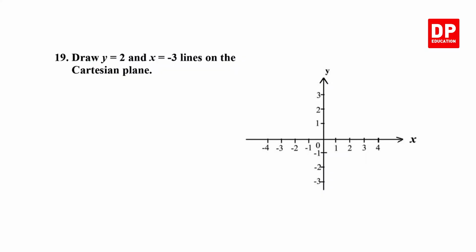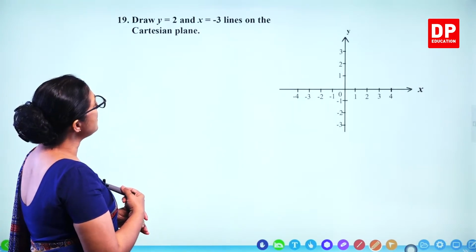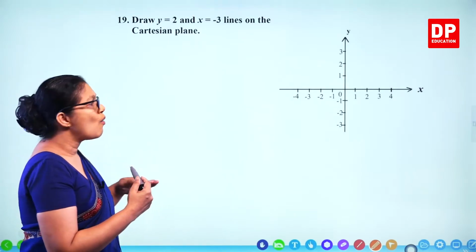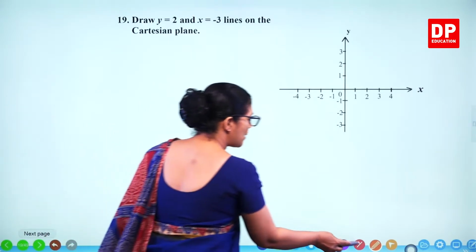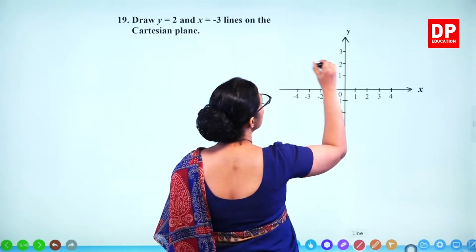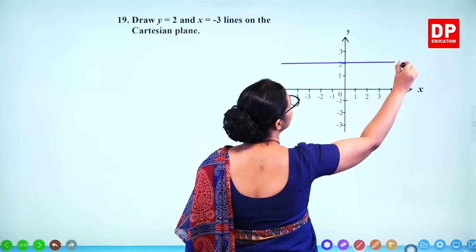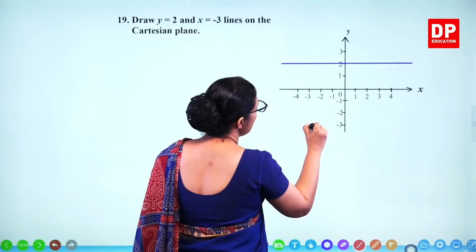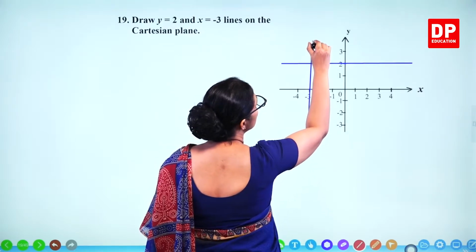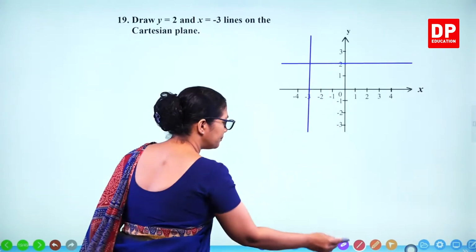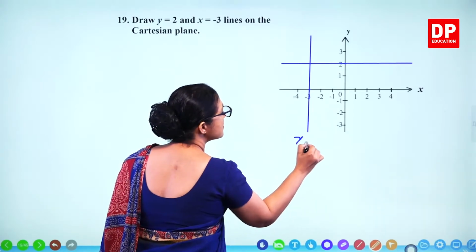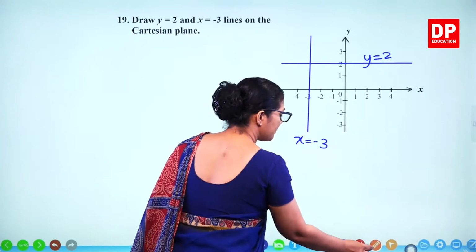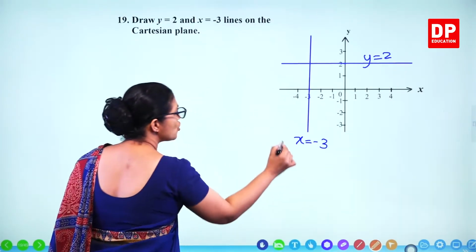Question number 19. Draw y equals 2 and x equals minus 3 lines on the Cartesian plane. Y equals 2 means the y value is always positive 2, so that's a horizontal line passing through 2. That's y equals 2. Then x equals minus 3 means a vertical line passing through minus 3. So you can label it. This is the x equals minus 3, y equals 2 line. 1 mark each.